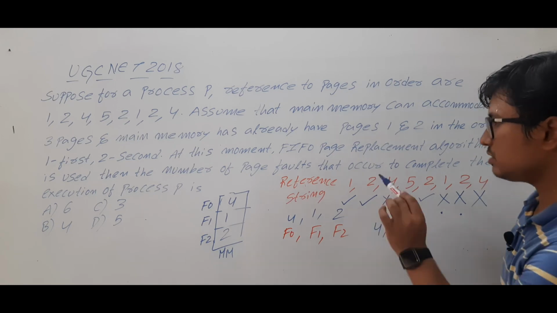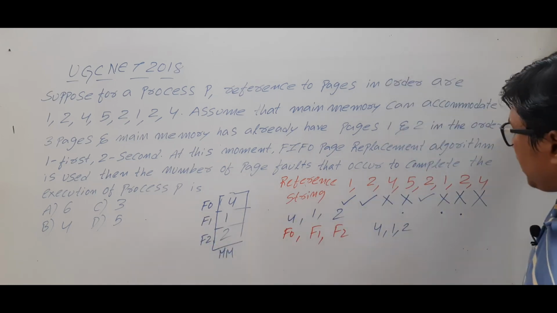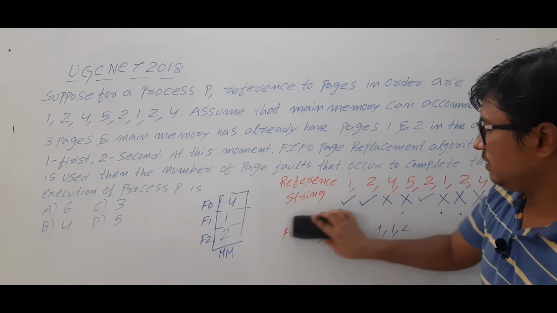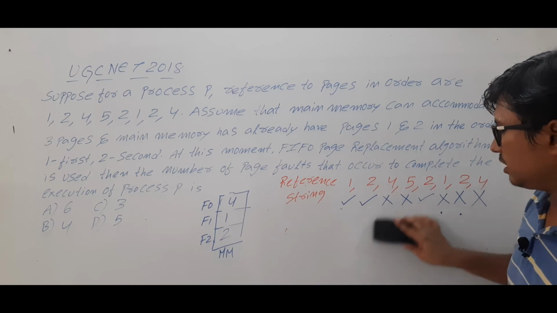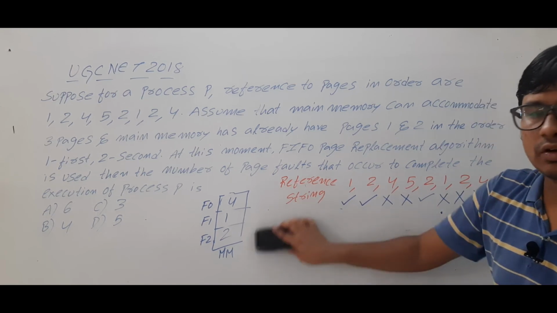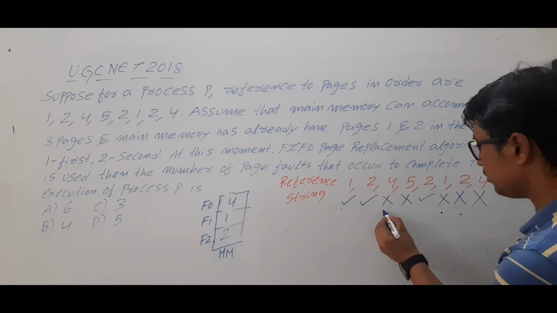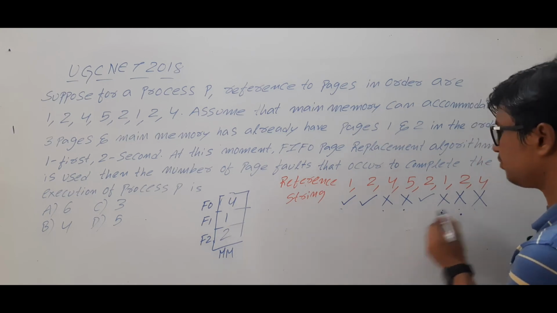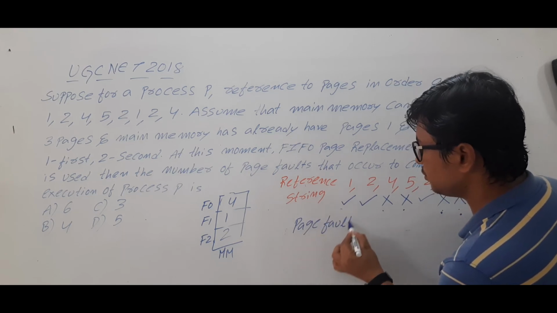However, in this question, they have asked how many page faults have occurred. If you have observed clearly, I have represented the page hit using the tick mark and the page fault using the cross symbol. So the number of page faults, you need to count how many? 1, 2, 3, 4, 5. So the number of page faults is equal to 5.